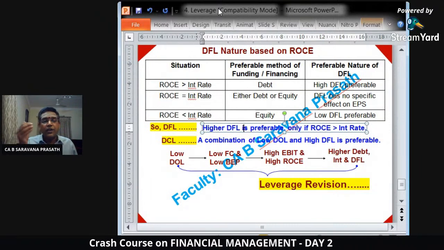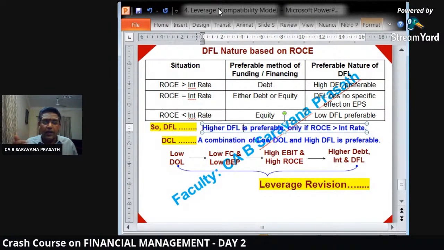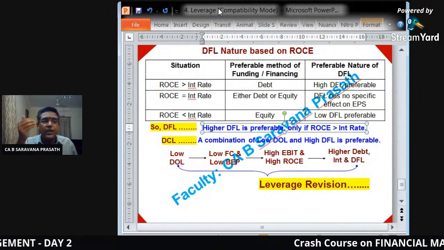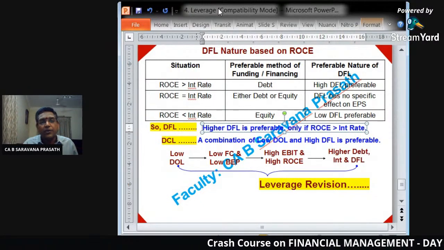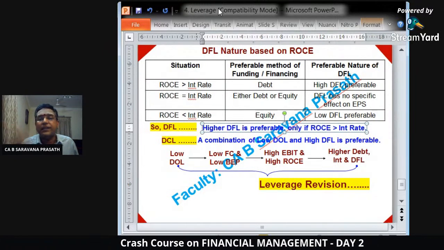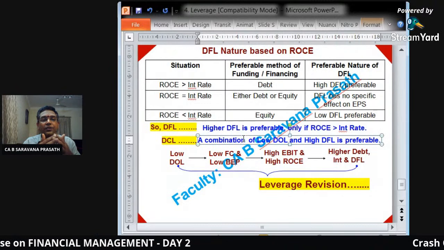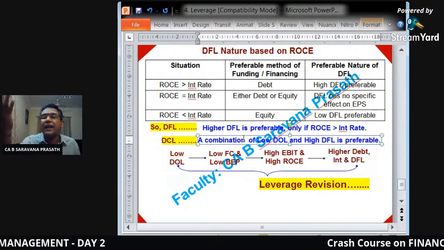So DOL individually should be lower. DFL individually is preferable to be higher when ROCE is greater than the interest rate. Very good. Then what about the combined leverage? Next question. In that case, we opt for this best combination: low DOL and high DFL.